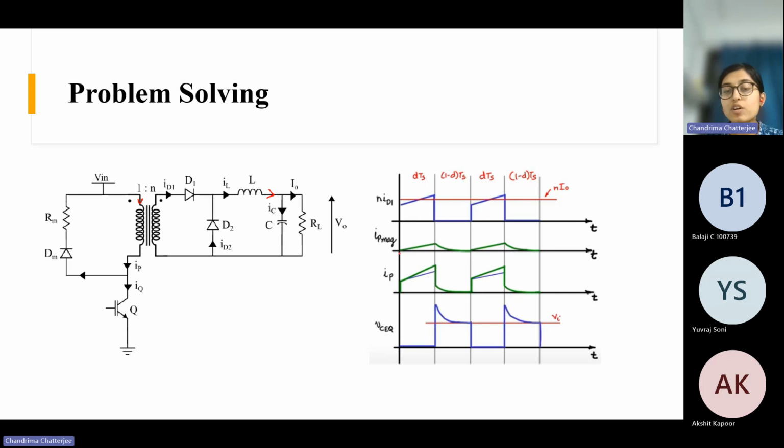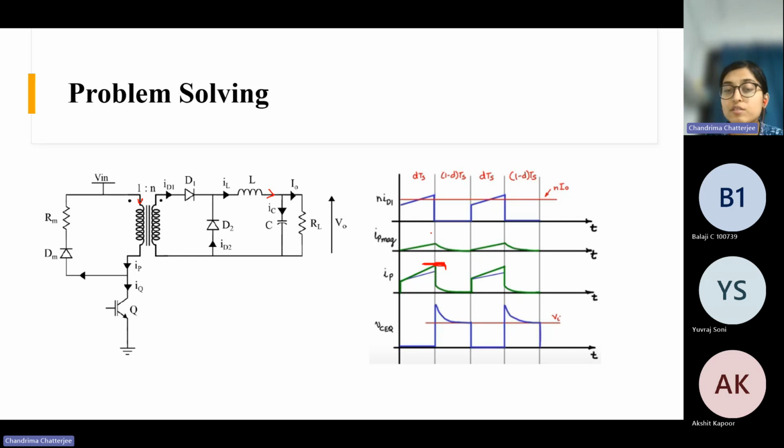Along with that, we also get some current due to the magnetizing component, because in every transformer there is a magnetizing inductance, and for the magnetization of the transformer it draws some current. That is the magnetizing current. This current gets added to the load component, and we get this current. During this period we only have the magnetizing current, because the switch is off and there is no load component. So we need to find out the peak current through the primary winding.